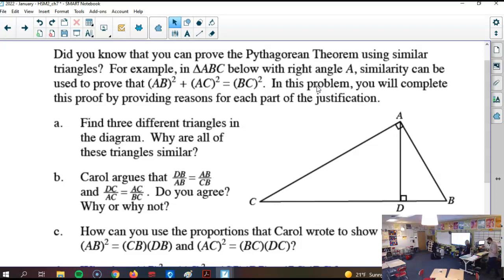So why is it that we create similar triangles there? Because we can, you know?